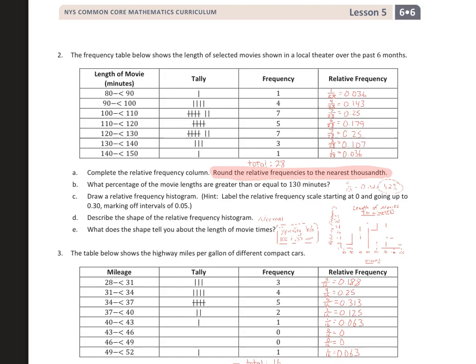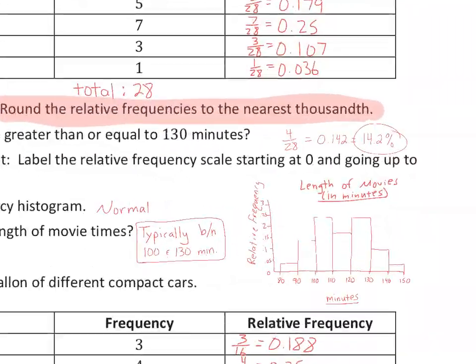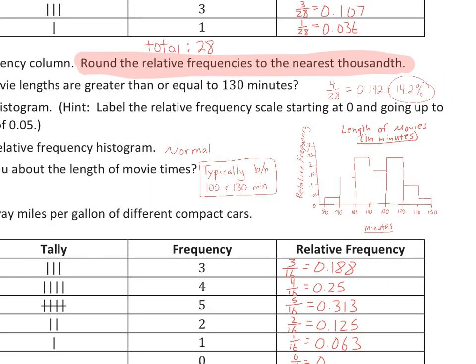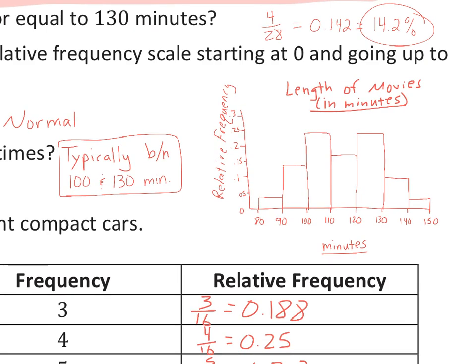All right, and to wrap it all up, here is our frequency table filled out with a total of 28, just by counting up the total of frequencies and rounded to the nearest thousandth. That's important. So our percentage of lengths that are greater than or equal to 130, I had 4. It's these ones right here out of 28, which is 0.142 or 14.2% there. And I drew the frequency chart, which had a normal distribution, as you can see by my outline here. And so based on that shape, I would say that our length of movies are typically between 100 and 130.